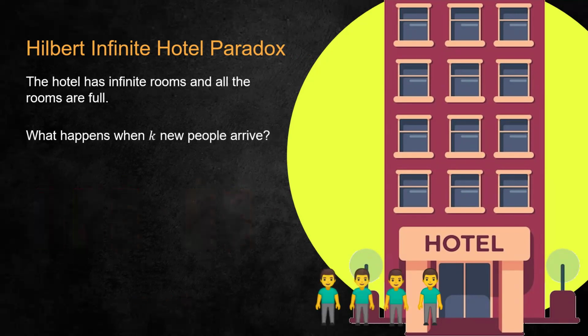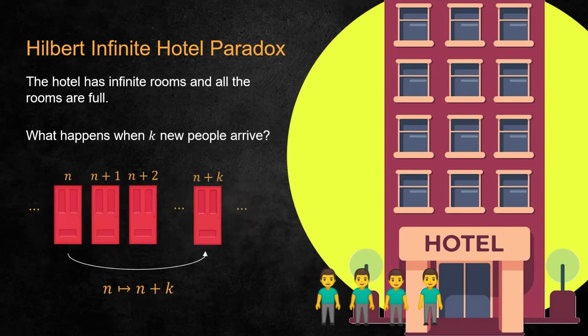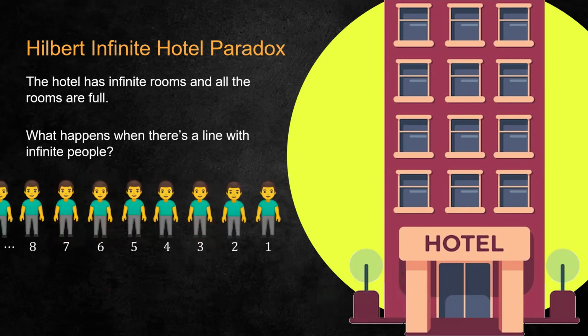But what happens if there's more than one person? If k people arrive? Well, we do the same. We just move someone that is in door number n to door number n plus k. And now we have k rooms left. Now the thing becomes a bit tricky. Now the hotel has a line with infinite people. How can we fit everyone into this infinity hotel that is full?